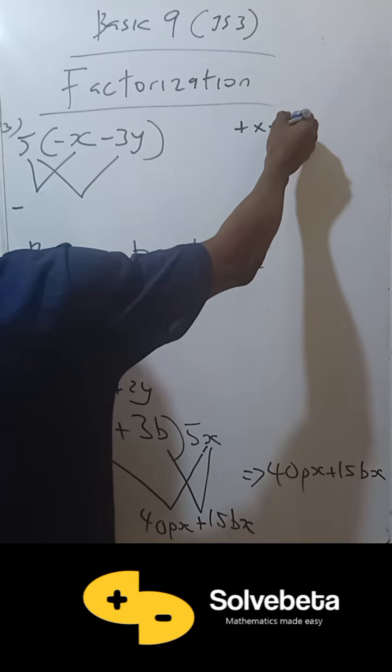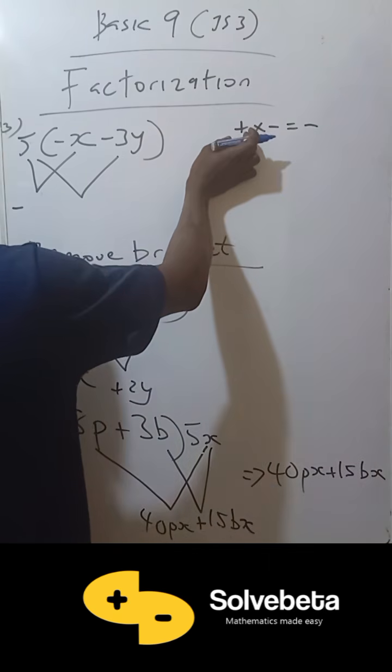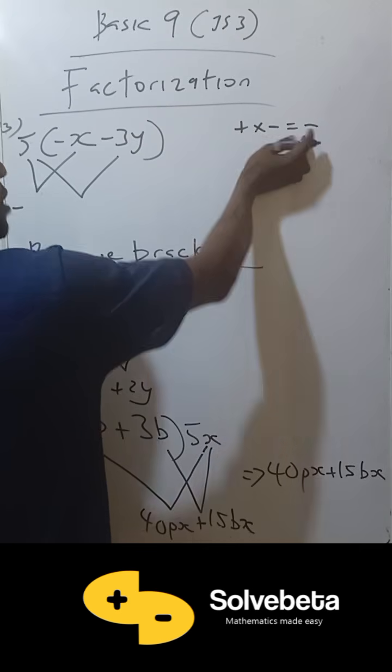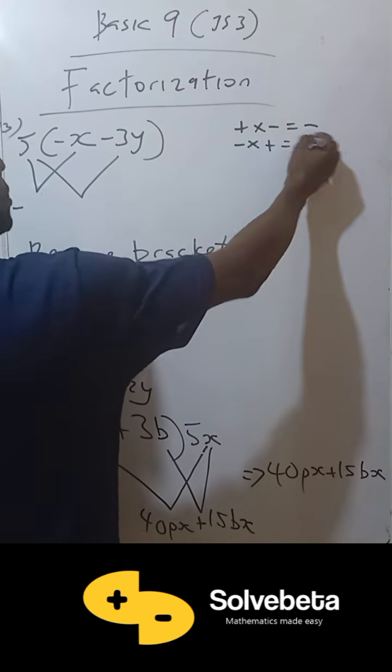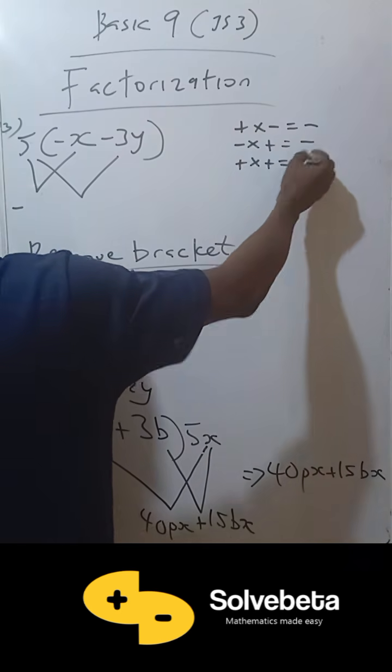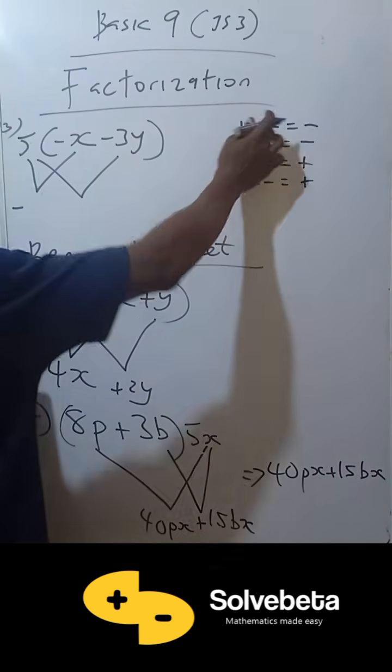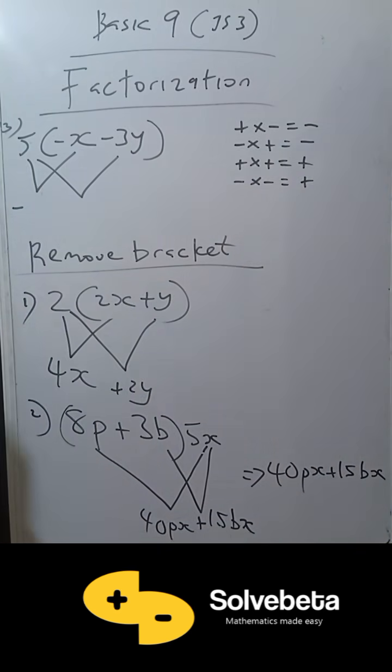Positive times negative will give you what? Negative. A positive number or term multiplied by a negative number or term will give you what? Negative. Negative times positive will give you what? Negative. Positive times positive gives you what? Positive. Negative times negative gives you what? Positive. When you have different signs, you get a negative.